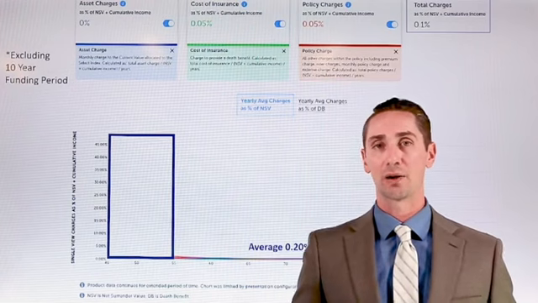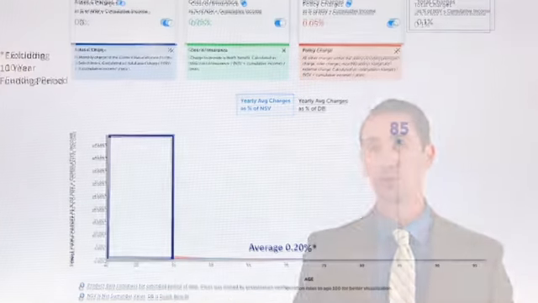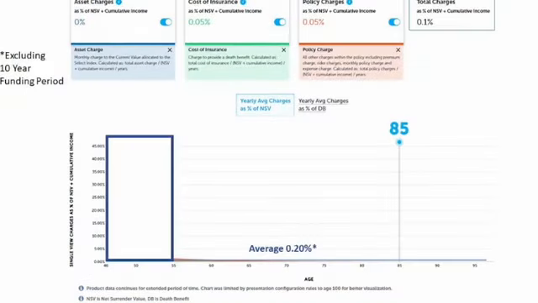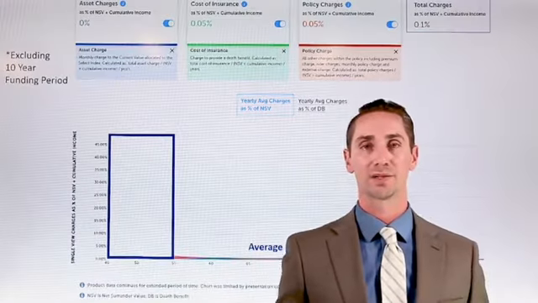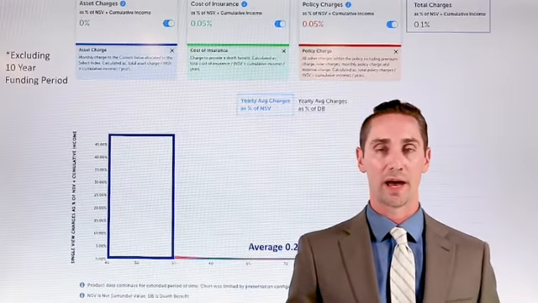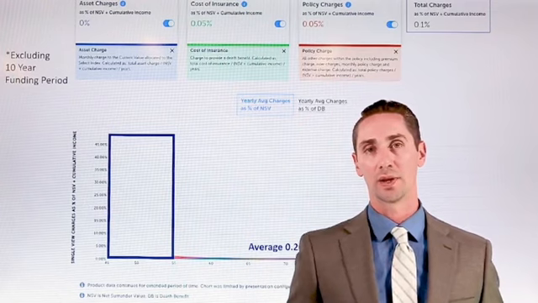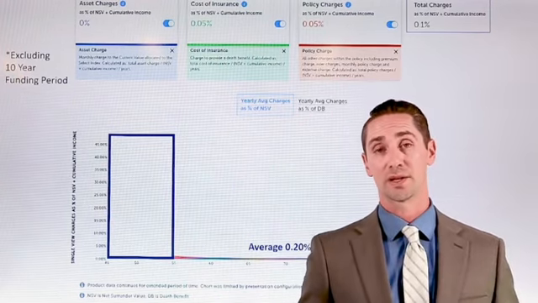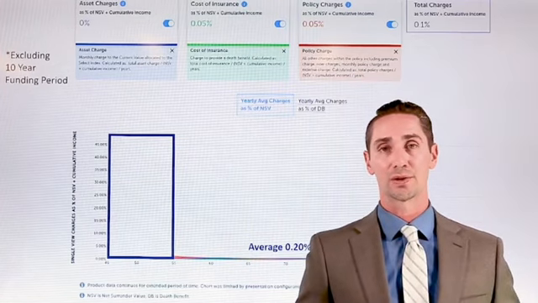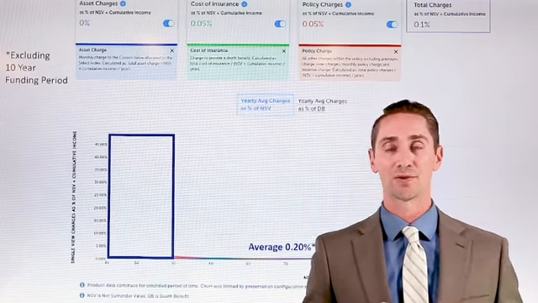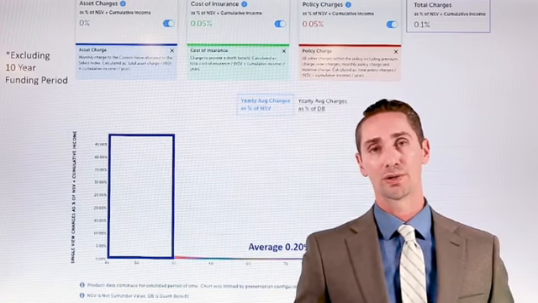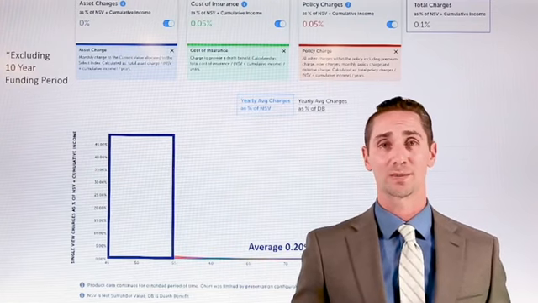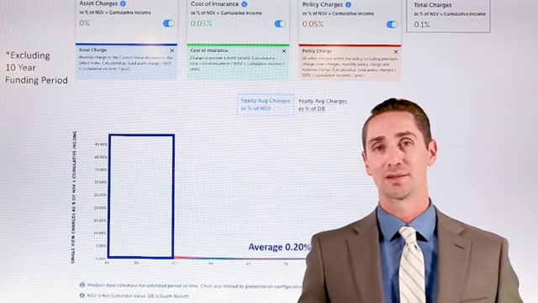Now, to dive down a little further, what if we excluded the 10-year funding period? Again, with this policy, we're going to be funding the policy for 10 years and without any additional premiums, 11 plus. So in looking at the policy expense ratio in 11 years and ongoing, the average expense is only 0.2% or 20 basis points, which is very inexpensive.